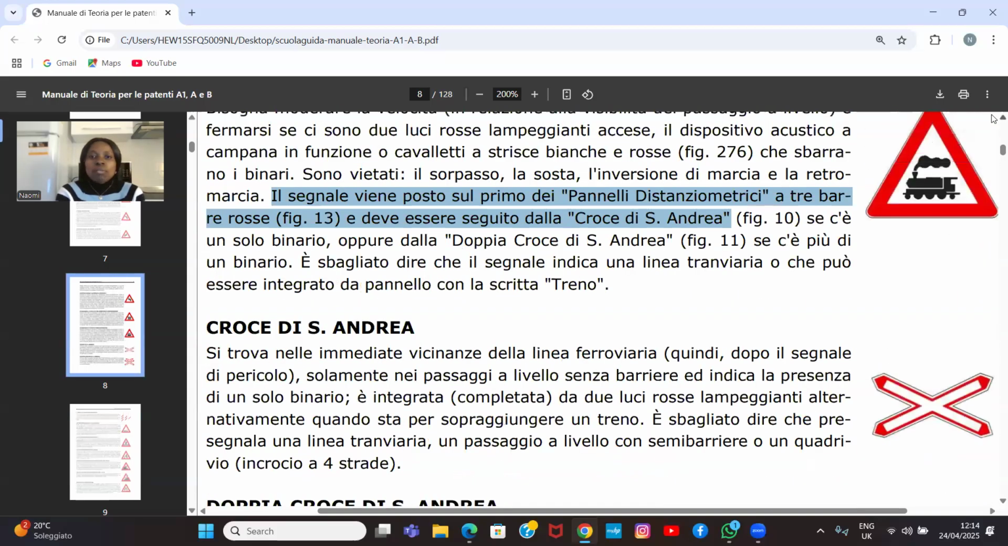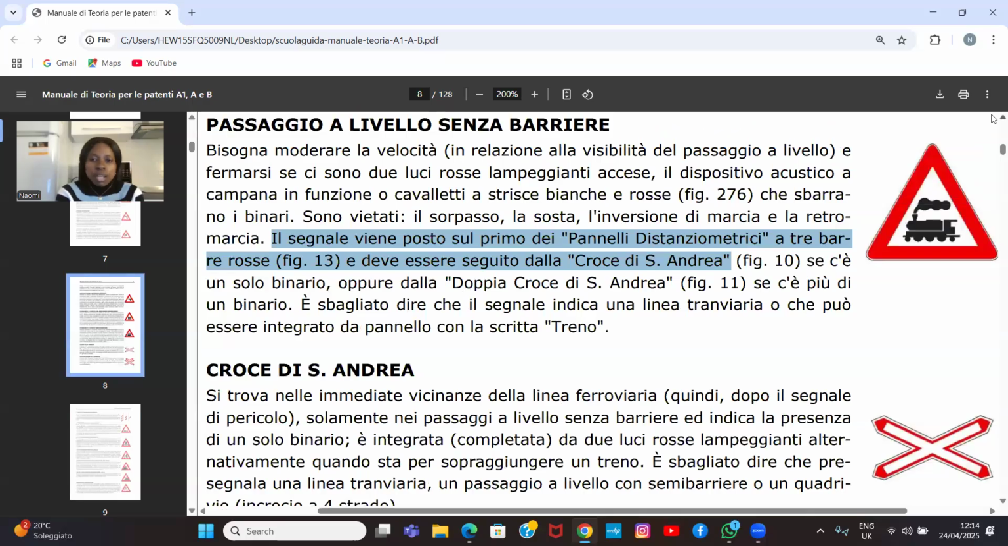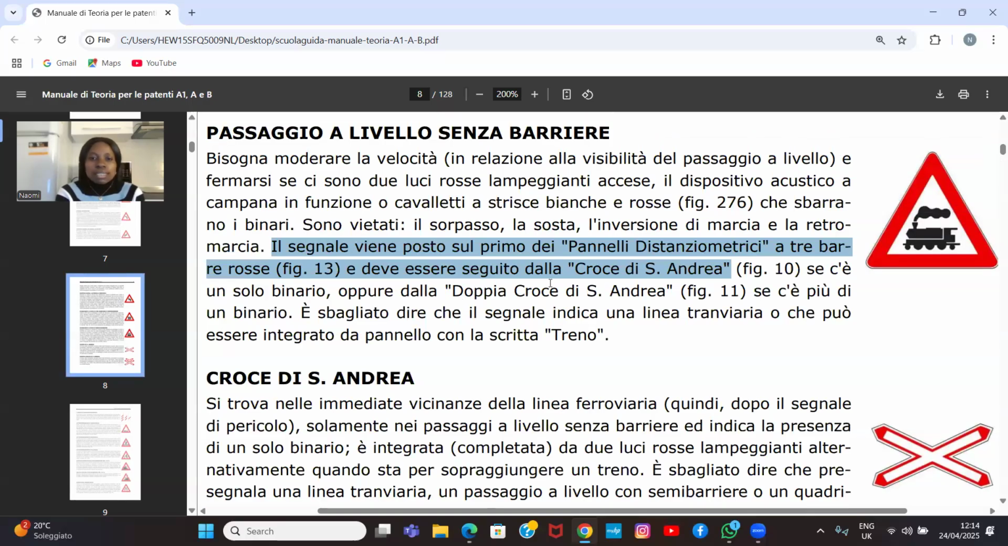So it tells you that when you are coming across this train track, you're going to see this sign accompanied by pannelli distanziometrici and Croce di Sant'Andrea, because the three of them work together. So it tells you that se c'è un binario solo, doppia croce, okay, the first croce di Sant'Andrea, that is this very cross you can see here, it looks like an X, but it's called a cross, croce di Sant'Andrea.